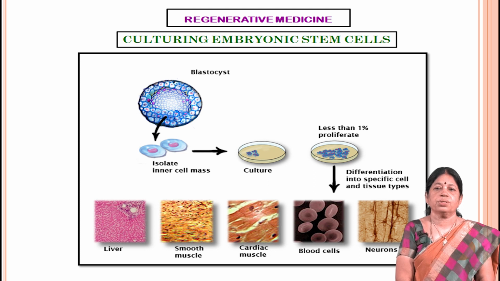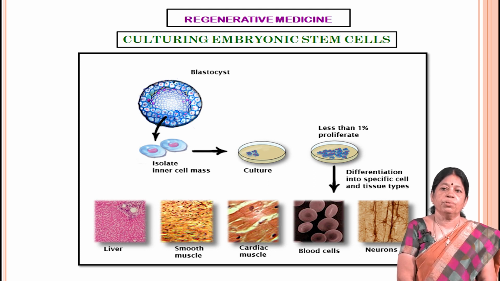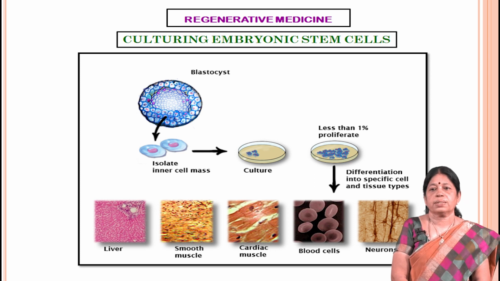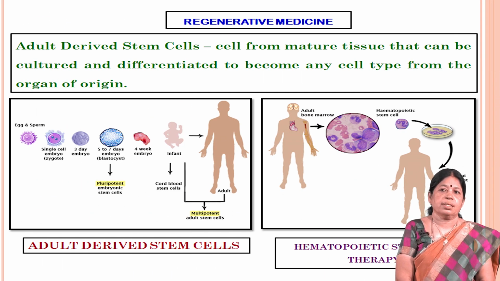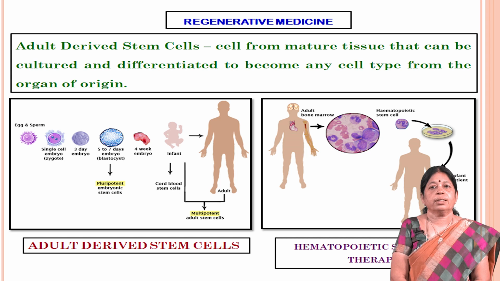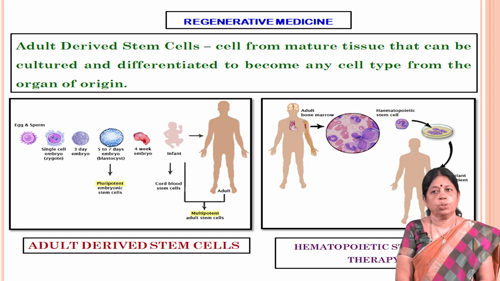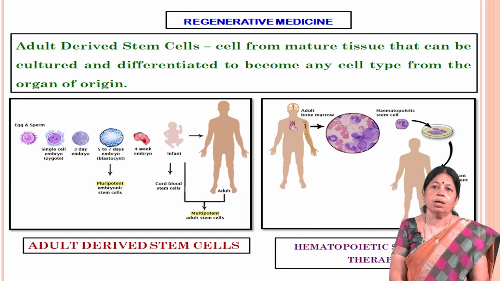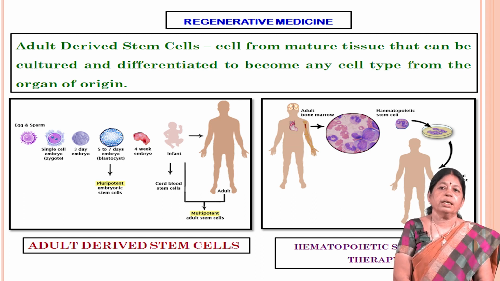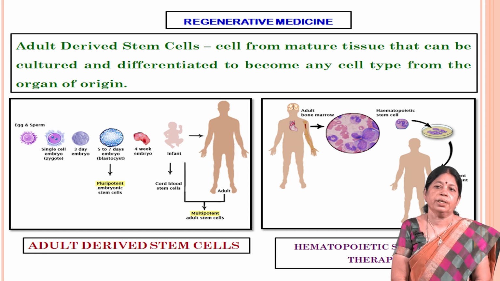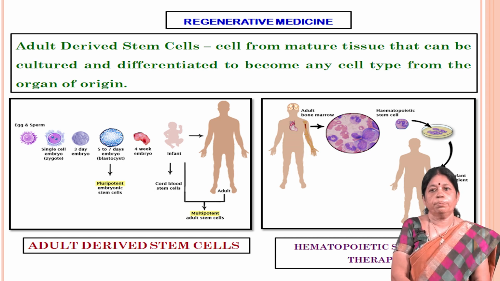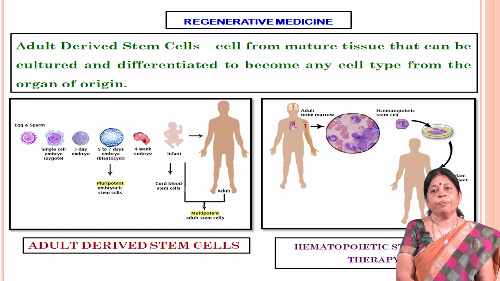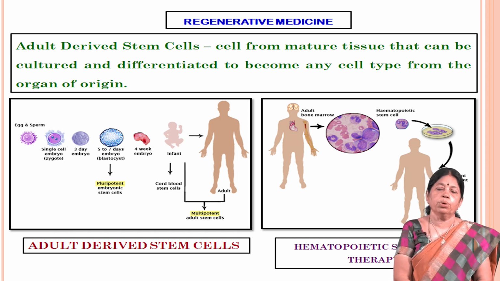So we take the blastocyst, and from the blastocyst we isolate the inner cell mass which has the stem cells. Adult derived stem cells are cells from the mature tissue that can be cultured and differentiated to become any cell type from the organ of their origin. The adult derived stem cells means our bone marrow has the stem cells, because from the stem cells only the erythrocytes, white blood cells, platelets, hemoglobin, everything will be developed from the bone marrow.